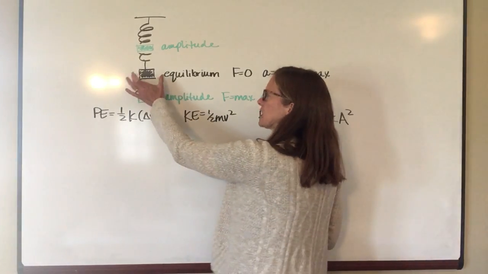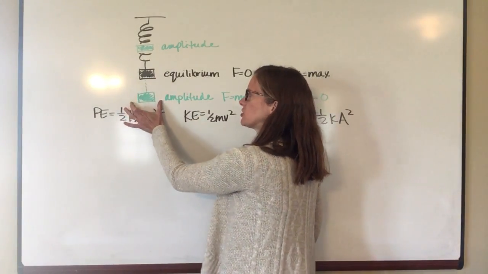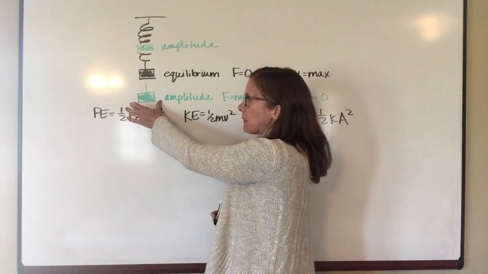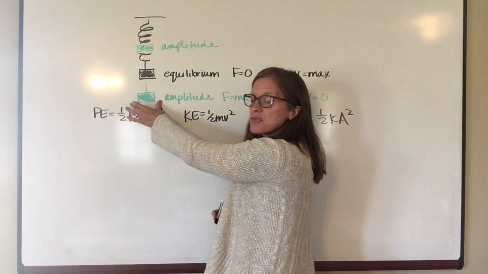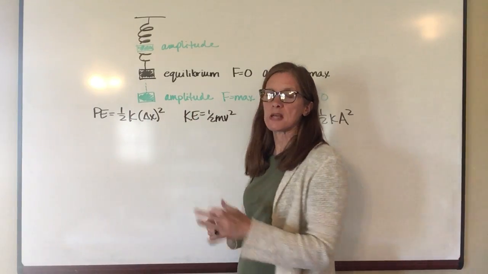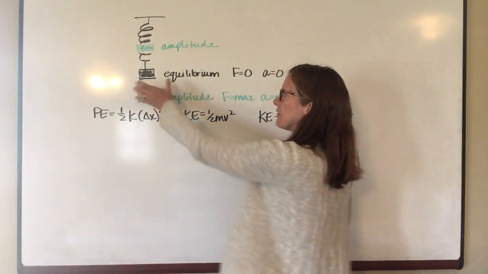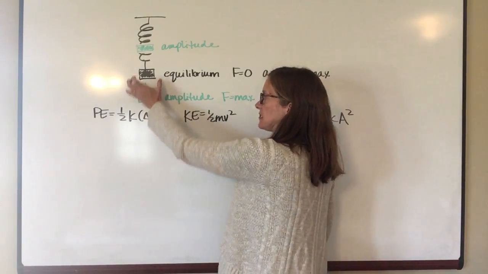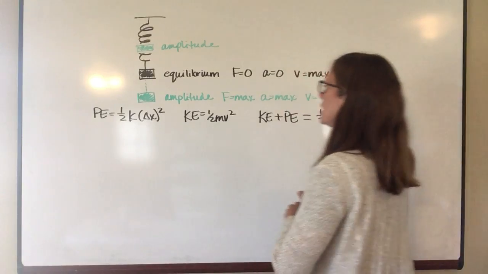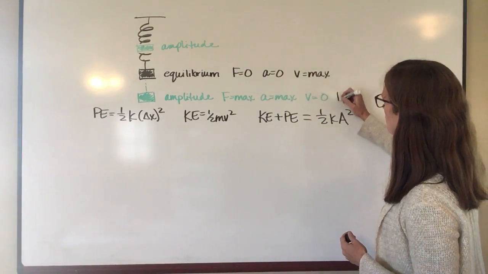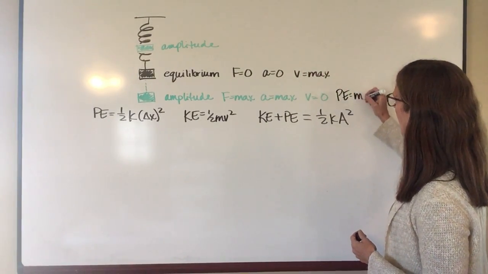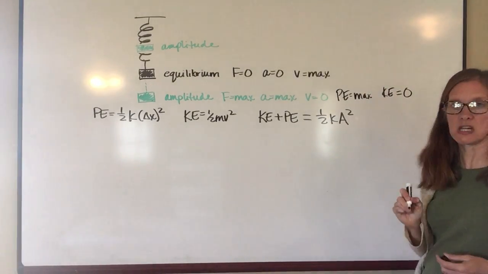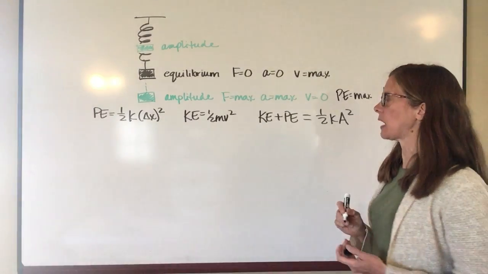Now, if you've taken this spring and you've stretched it down here and you're holding it here, it is not moving at that point. All the energy that it has at this particular point in time is potential energy, and the furthest away it is from equilibrium is when it is at its max because it's at its maximum distance. So at the amplitude, the potential energy is at its max, and kinetic energy is going to be equal to 0 because it is not moving at that point.